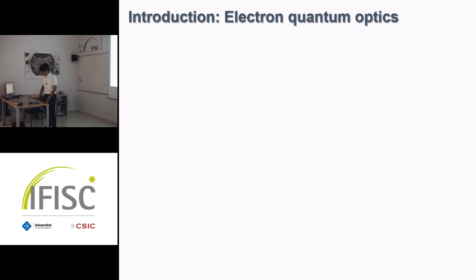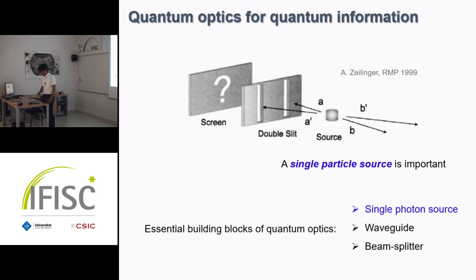So first, I will talk about the introduction. As you know, quantum optics has been used for demonstrating fundamental quantum phenomena, and also it has been used extensively for quantum information. The typical example will be the double slit experiment. If you illuminate light onto a double slit, on the screen there will be interference fringes. The striking thing happens when we use a single particle source, I mean a single photon source, instead of just continuous photon streams.